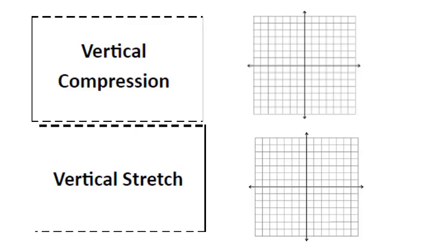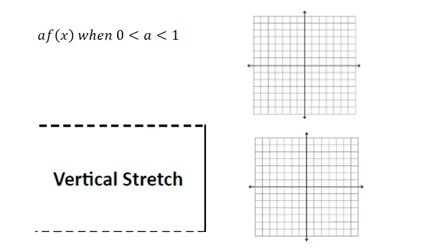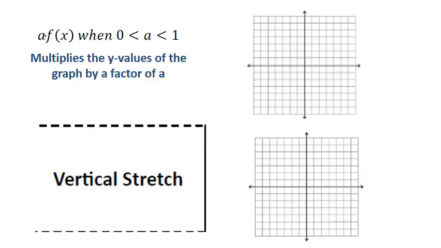Let's talk about vertical compression and vertical stretch. If I have a value out front of my function, so in this case, a is out front of f of x, so we're multiplying. If the value is between 0 and 1, it multiplies the y values of that graph by the factor of a. So that makes sense. It looks like I'm taking a times f of x, and that's exactly what I'm going to do. Now, if I'm using my tables, it's affecting my y values.